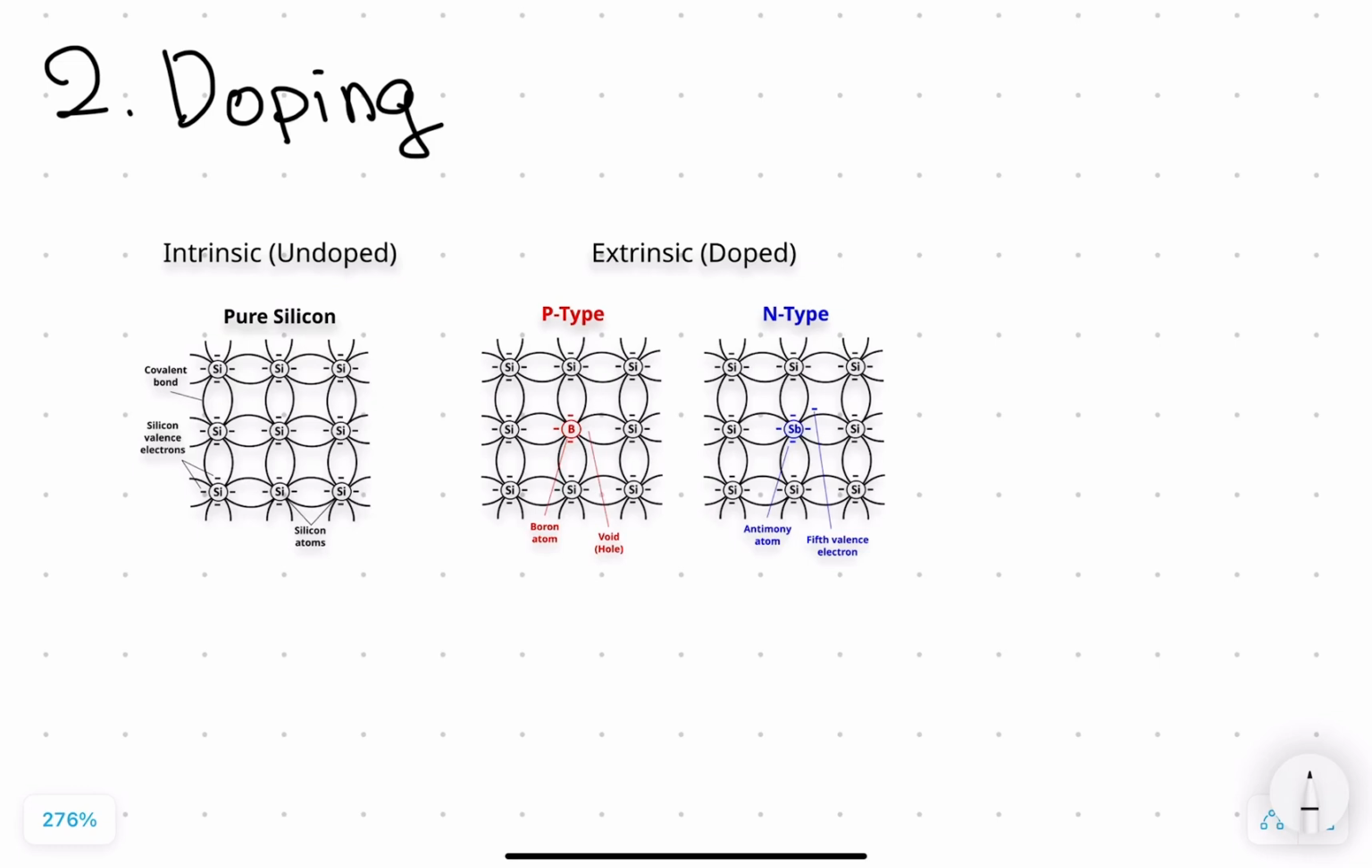In this video, we'll talk about doping. Doping is a process to modify silicon's electric property, such as conductivity. First, let's look at N-type doping.